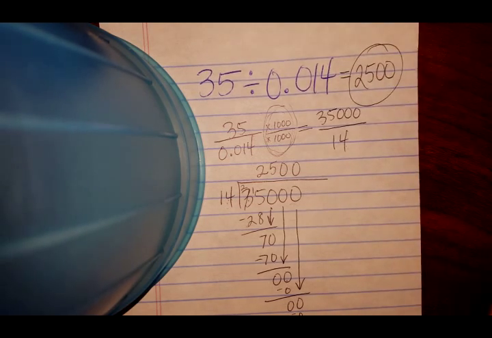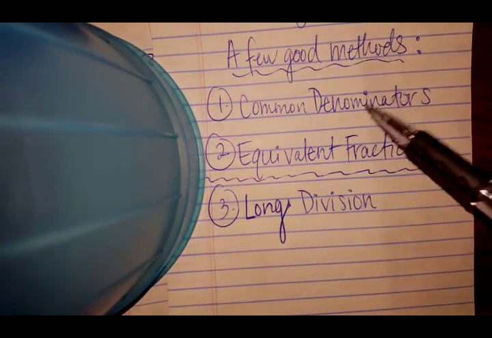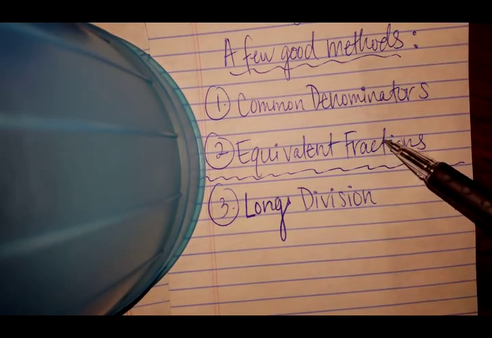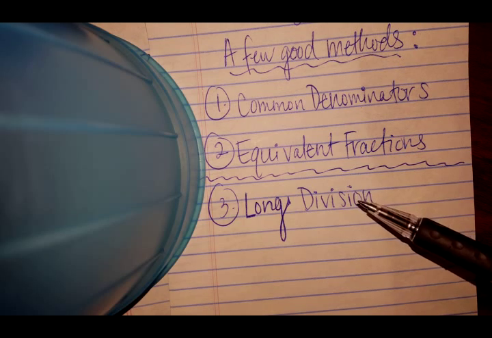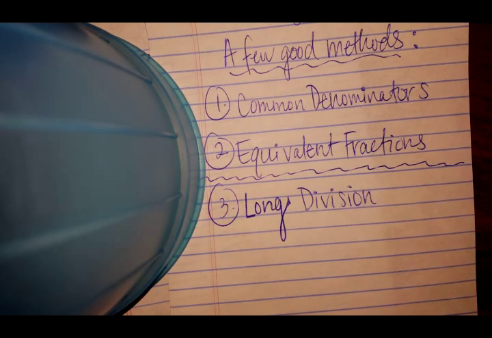So that is it for dividing decimals. Just as a reminder, I am trying so hard to find the cover page. There it is. Okay, you had a bunch of methods: common denominators, equivalent fractions, long division. I think you saw that sometimes you need a combination of all of these methods to get the right answer. Use what makes most sense in a problem. Good luck, and see you later.